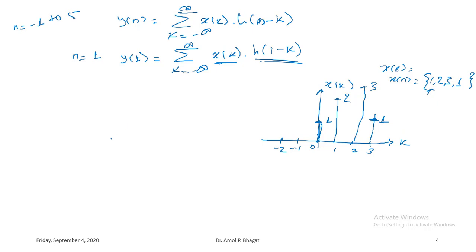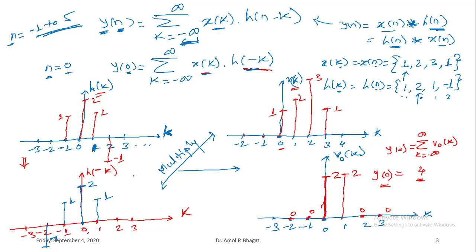Now I want to obtain h of 1 minus k, right? So h of 1 minus k can be obtained from h of minus k. So what we have to do, we have to shift this sequence on right.